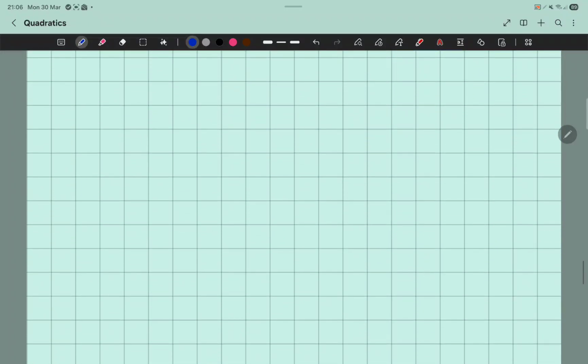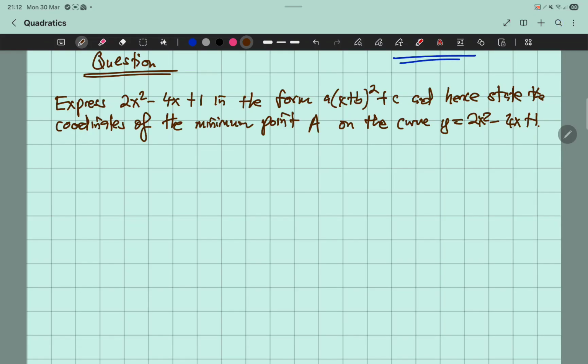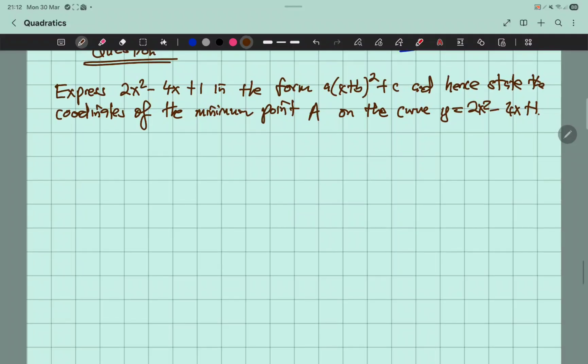Okay, so we are going to take one or two exam style questions so that we have a solid understanding. I think I will also post a video working through exam style questions on these things, the topic of quadratics. Then we can proceed to the next topic. All right, so now we want to work this question here. Express 2x squared minus 4x plus 1 in that form. So let's work that out.